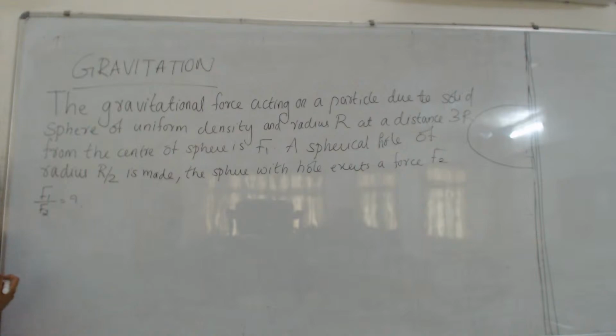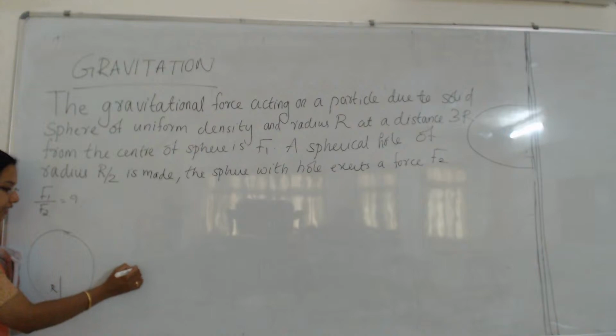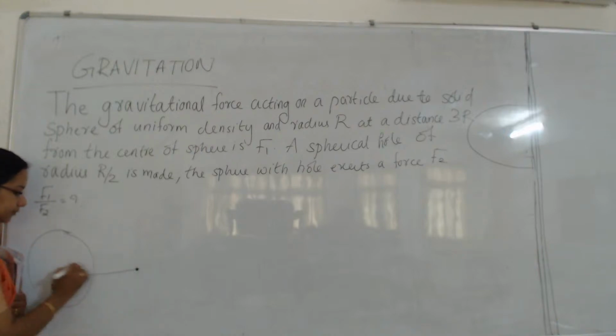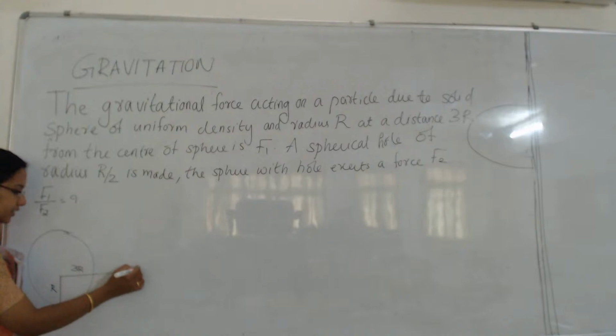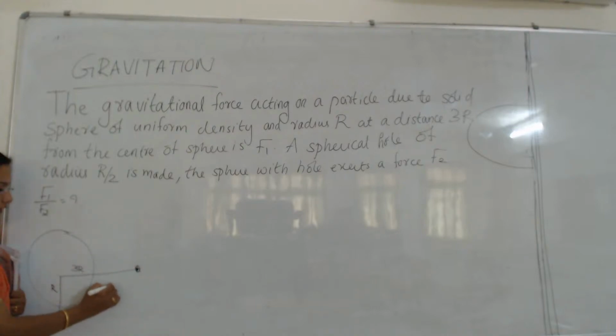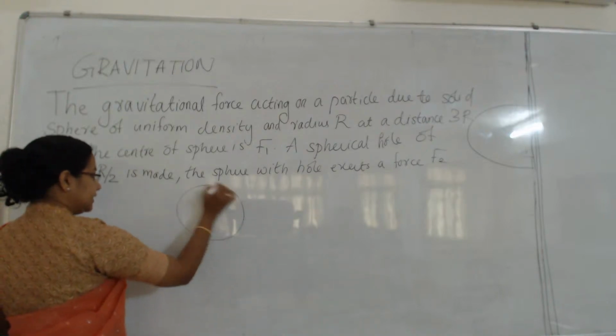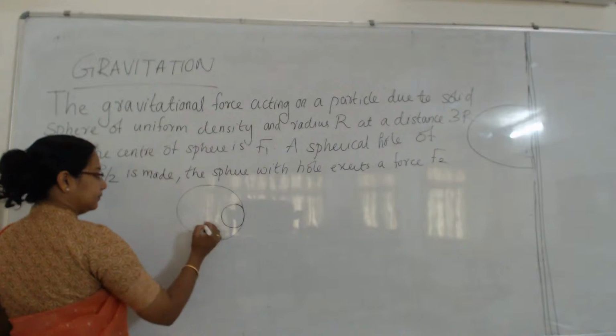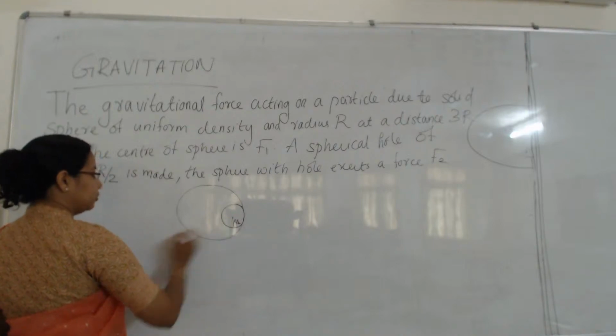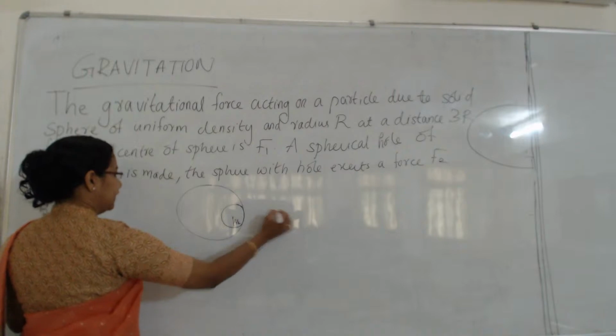A gravitational force acting on a particle due to a sphere of uniform density. This is a sphere of uniform density, its radius is r. We take this point at 3r. Here a particle is there, so it gets a force of F1. Now they have given the same case, but we are making a hole here. The radius of the hole is r by 2.